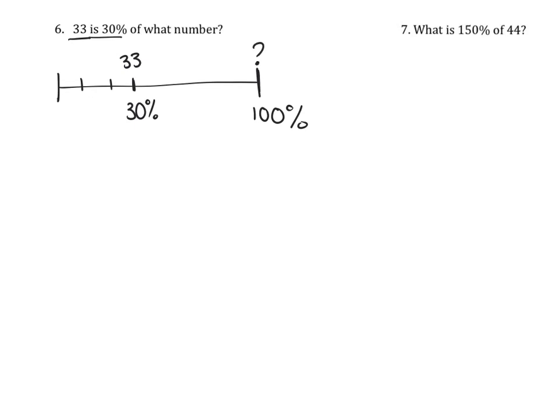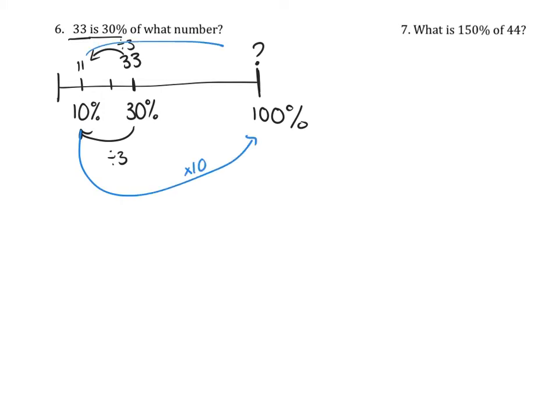What 100%? Well, I cannot go from 30 to 100 evenly. So I'm going to simplify it first. I'm going to figure out what 10% is. So to get from 30% to 10%, you can just divide by 3. So 33 divided by 3 is 11. Now I can go from 10% to 100 by multiplying by 10. And 11 times 10 is 110.